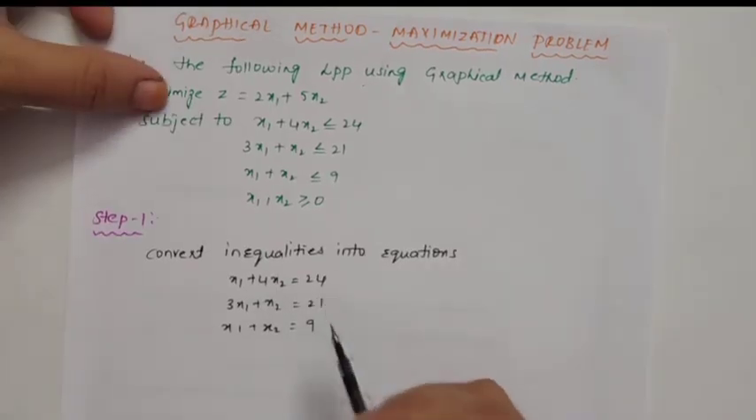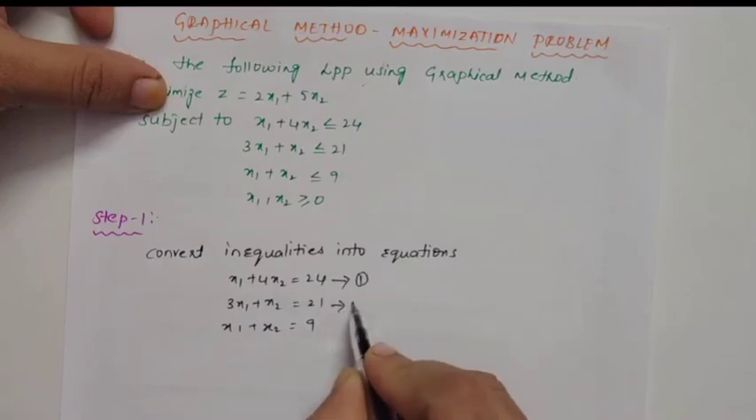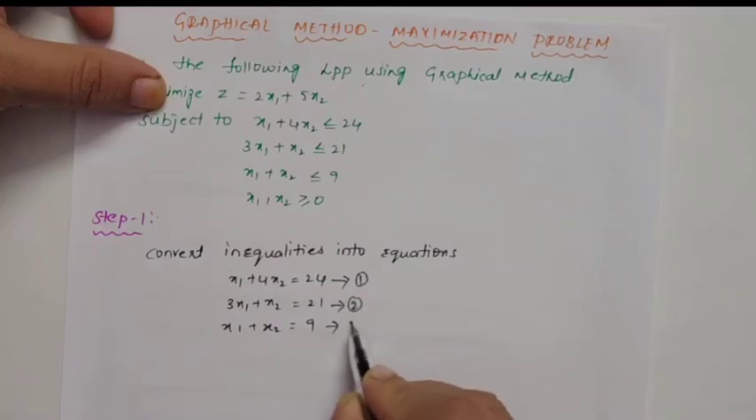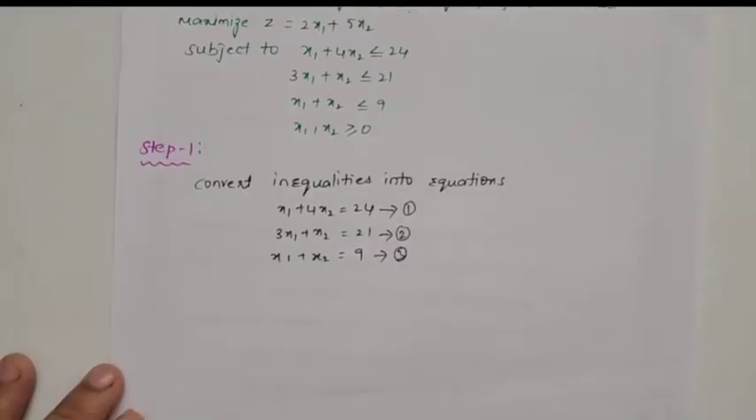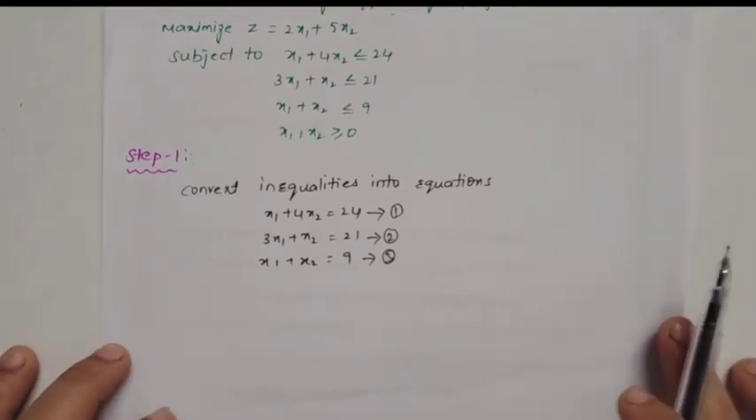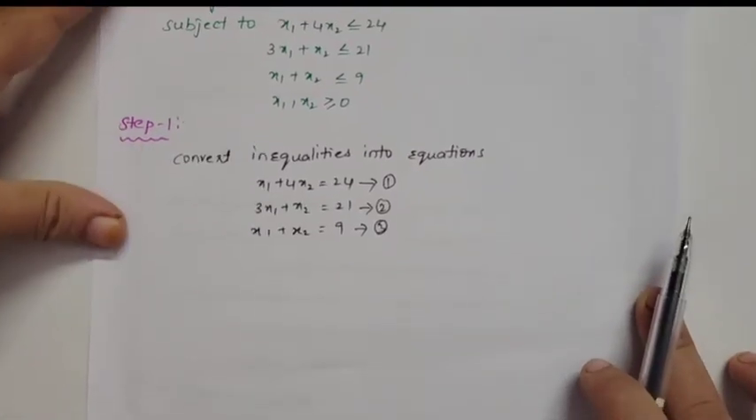The first constraint we'll consider as equation 1, the second constraint as equation 2, and the third constraint as equation 3. In the next step, we are going to find the values of the variables x1 and x2 for all 3 equations, and we'll find 3 different coordinates so that we can find the feasible solution. Before that, we have to find a feasible region by drawing the graph.